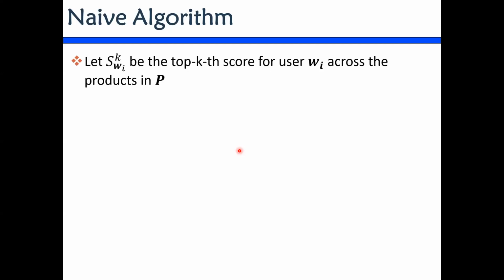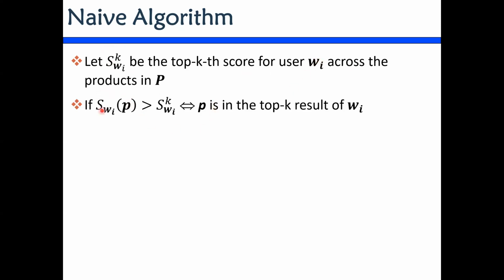Let's start with a naive approach to address the MIR problem. Let this value be the top kth score for the user Wi. If we want the new product we will build to enter the top K result for this user Wi, we must ensure that the score according to Wi is greater than this top kth value currently, which actually is a constant.